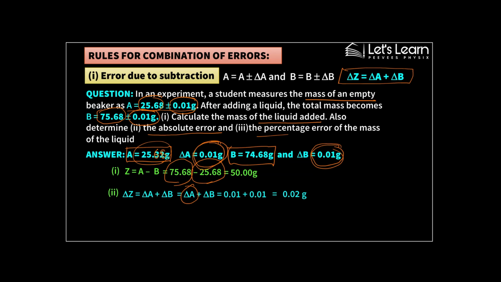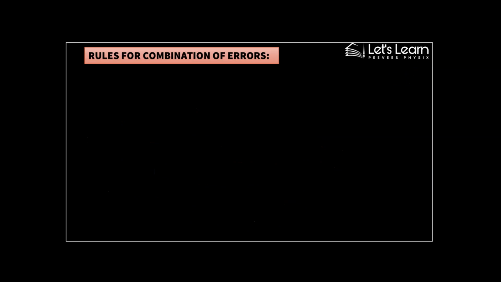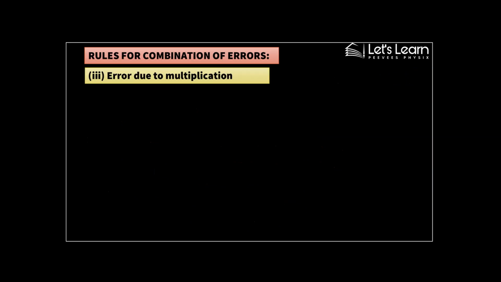Now for the third part, to get the percentage error, you find relative error in your result times 100. How will you get the relative error? Absolute error in your result, which is 0.02 divided by the total mass of the liquid, which is 50. And to get the percentage times 100, which will give you 0.04%. The third rule, we go for rule for multiplication.